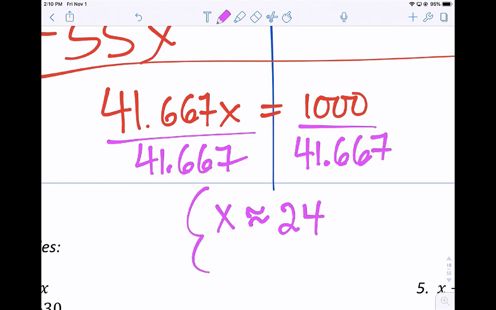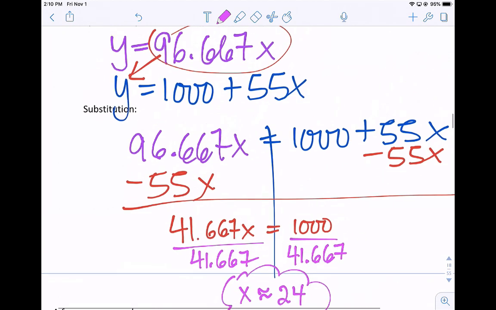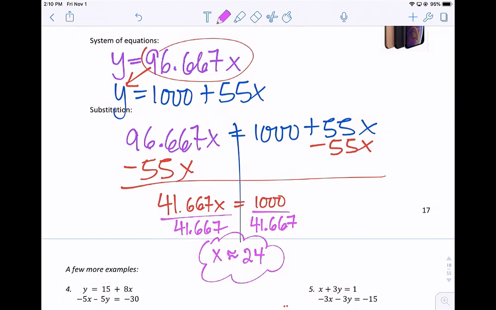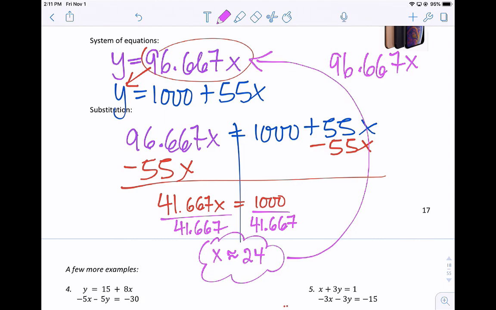So then at 24 months, again, x was time, how much would it cost? You can pick either equation to plug into. So I'll just plug into the top one here, and we'll do 96.667 times 24 to see the cost of that. So 24 times 96.667. So again, our total price, which we solved yesterday, $2,320 and some odd cents.